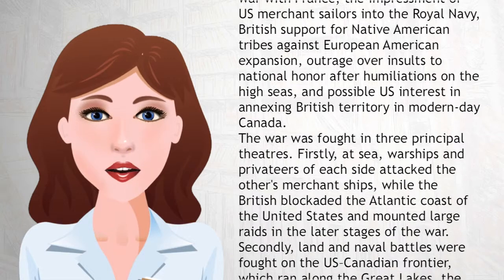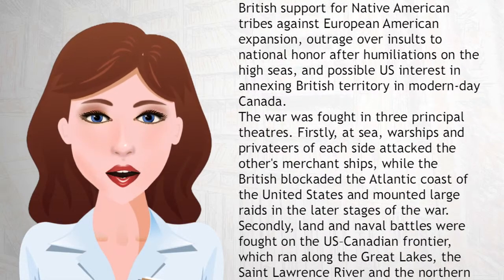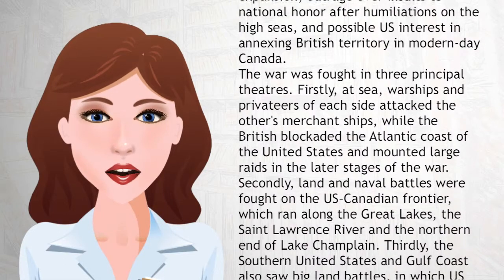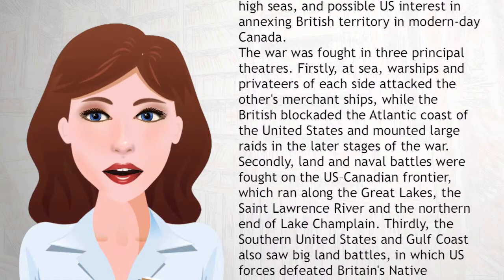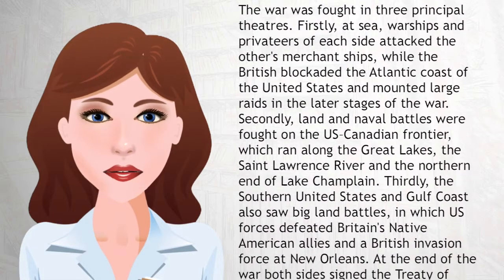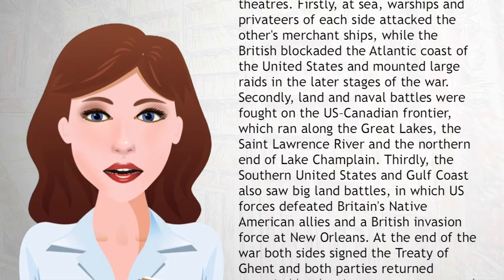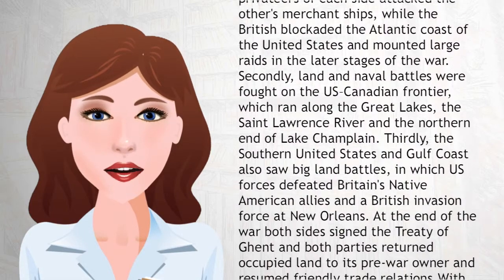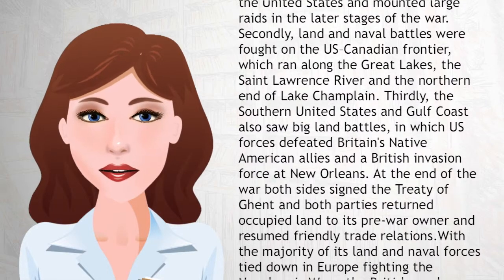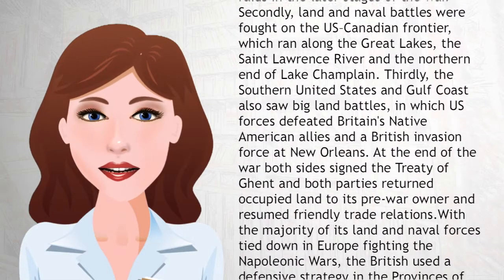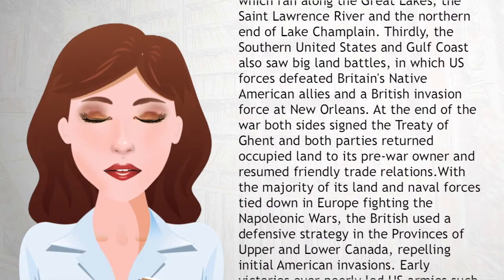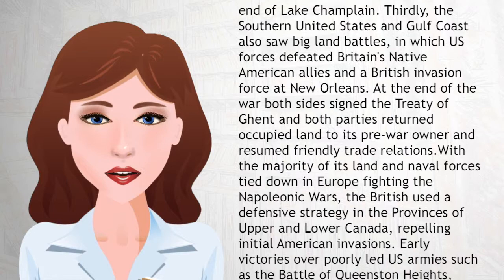The war was fought in three principal theaters. Firstly, at sea, warships and privateers of each side attacked the other's merchant ships, while the British blockaded the Atlantic coast of the United States and mounted large raids in the later stages of the war. Secondly, land and naval battles were fought on the U.S.-Canadian frontier, which ran along the Great Lakes, the St. Lawrence River and the northern end of Lake Champlain. Thirdly, the southern United States and Gulf Coast also saw big land battles, in which U.S. forces defeated Britain's Native American allies and a British invasion force at New Orleans.